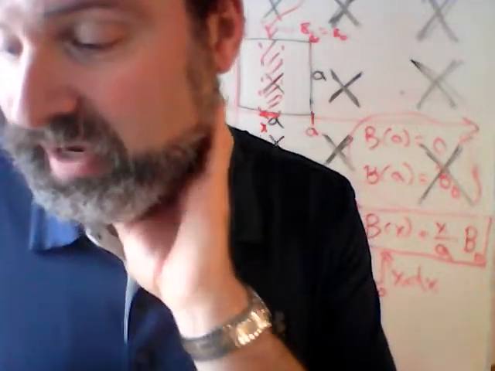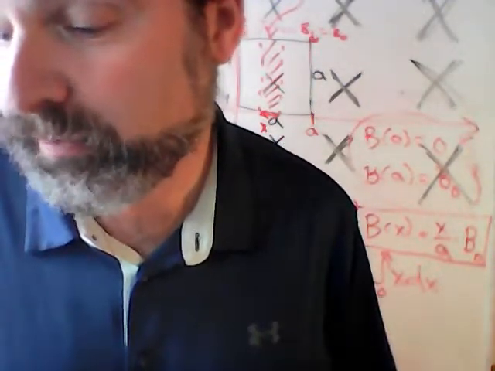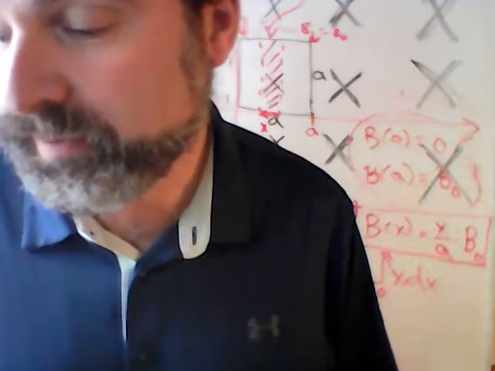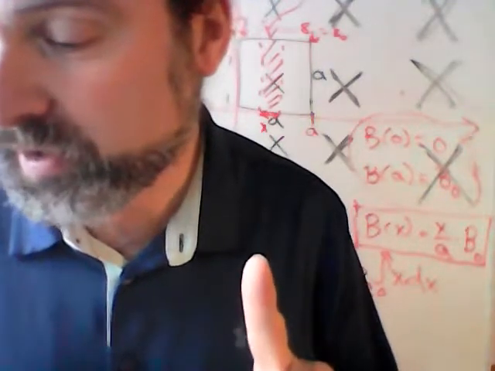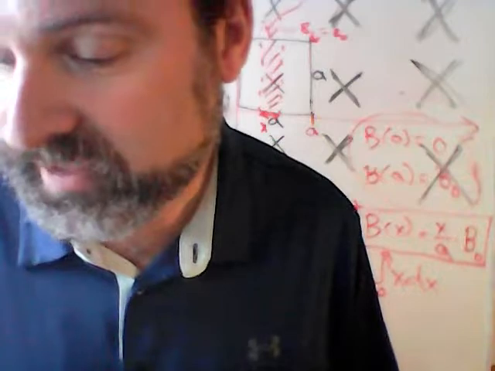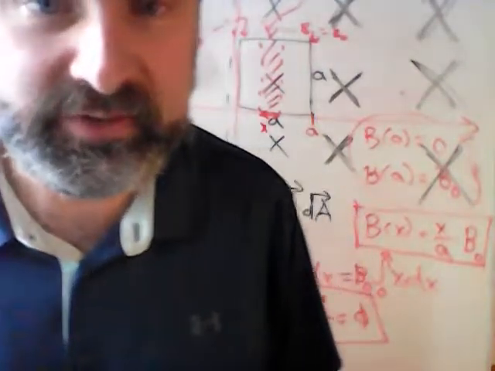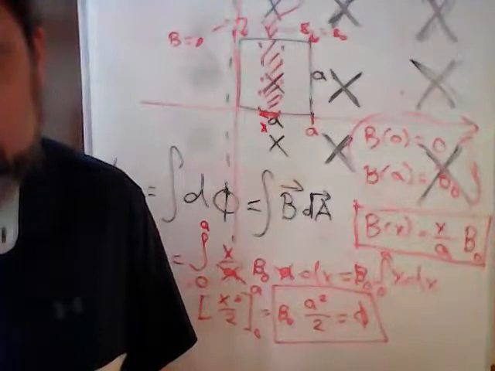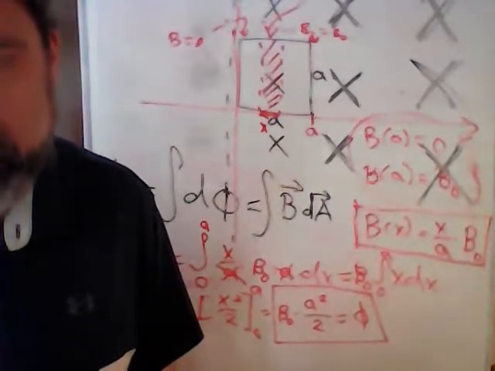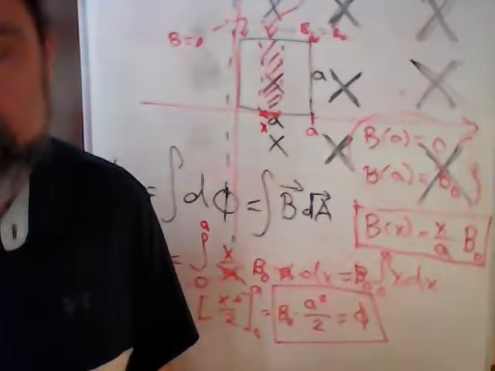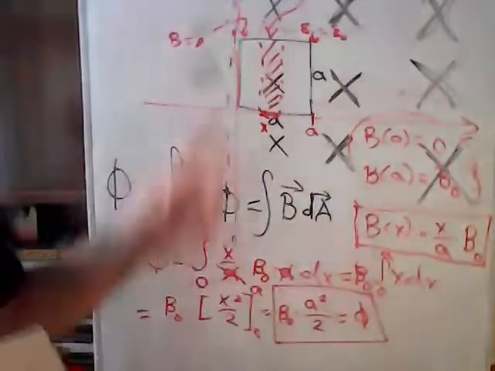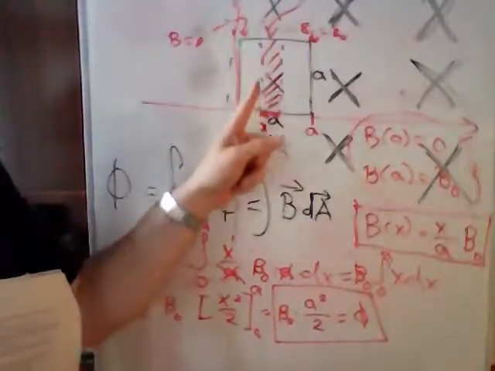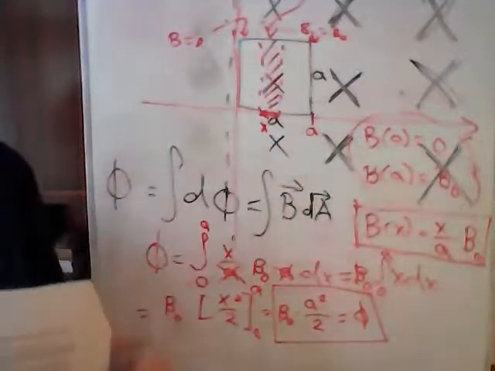Use integration to calculate the flux of a non-uniform magnetic field whose magnitude is a function of one coordinate through a rectangular loop perpendicular to the field. So we've got that covered. This is the flux through the shaded part of the loop. No, this is the total flux over the entire loop. The shaded part here is just d phi.